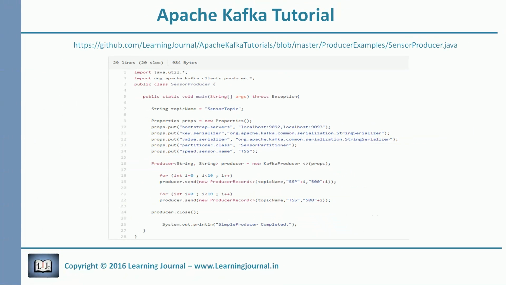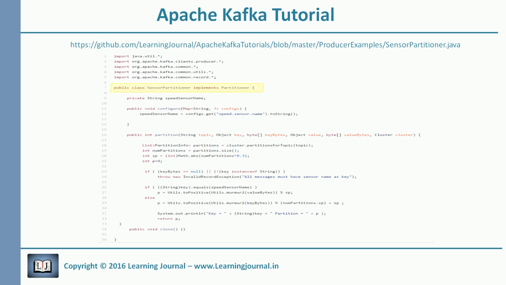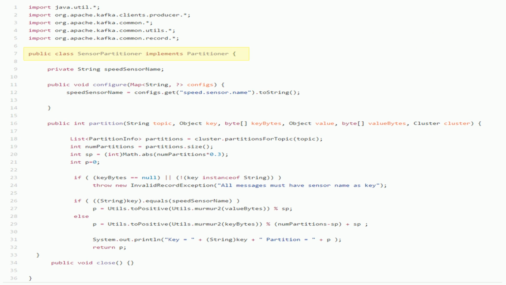Now let's look at the partitioner. So you need to create your class by implementing the Partitioner interface. And you must implement three methods in your class: the configure method, the partition method, and the close method. The configure and close methods are like initialization and cleanup methods. They will be called once when you instantiate your producer. You can initialize things in the configure method and clean up things in the close method.